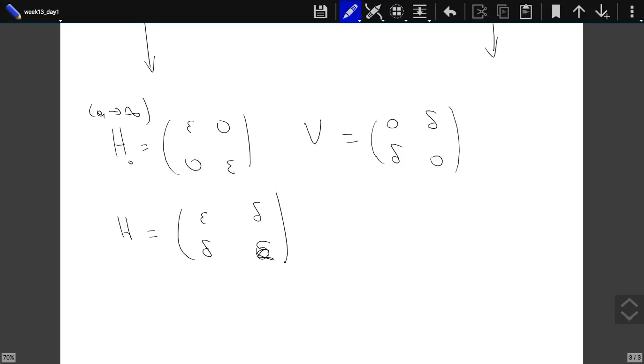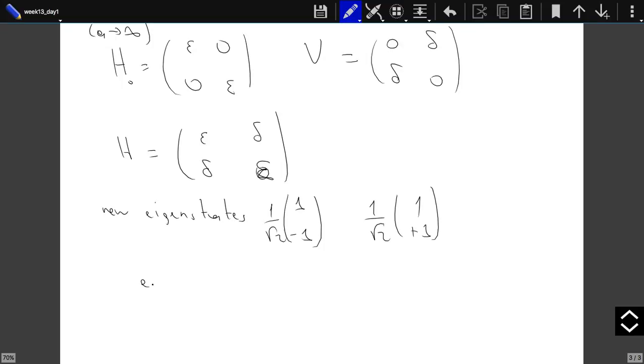Now the new eigenstates will be (1, minus 1) and (1, plus 1), and the new eigenvalues, plus minus, will be equal to epsilon plus or minus something of the order of delta, if delta is small.